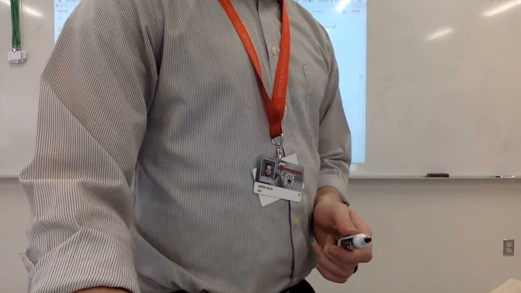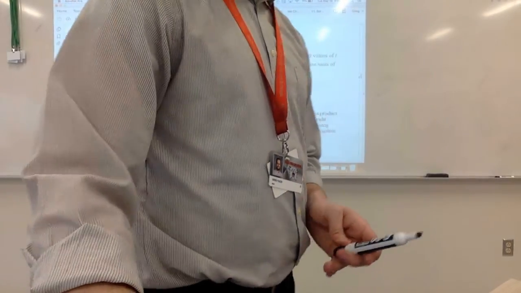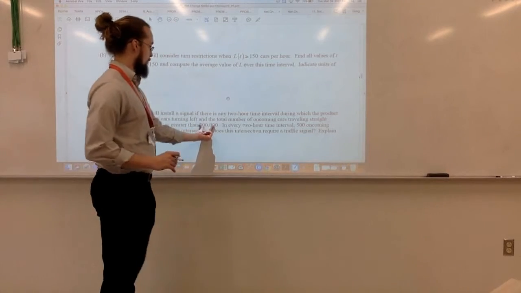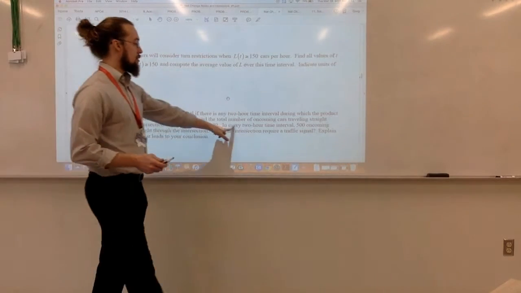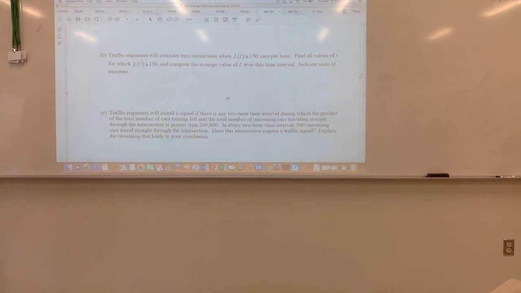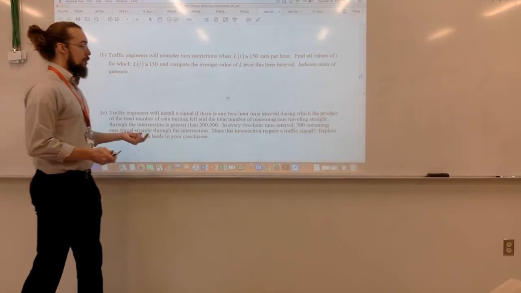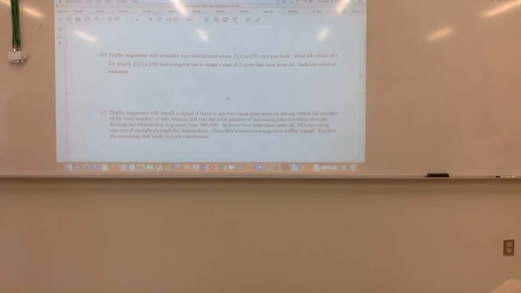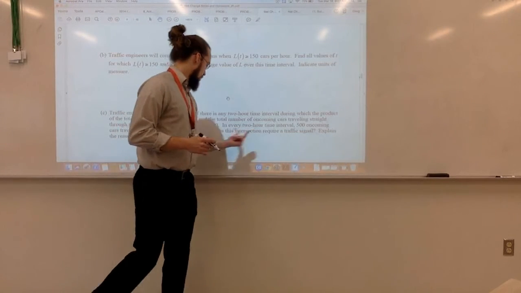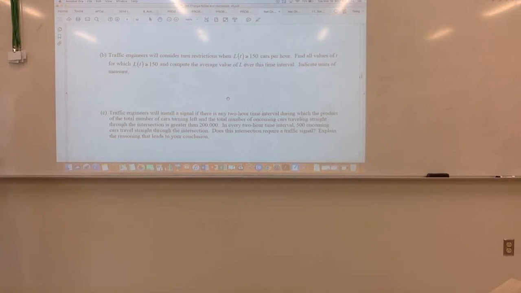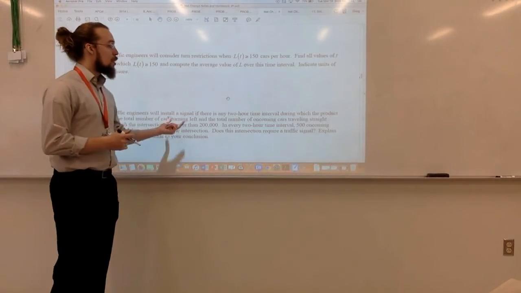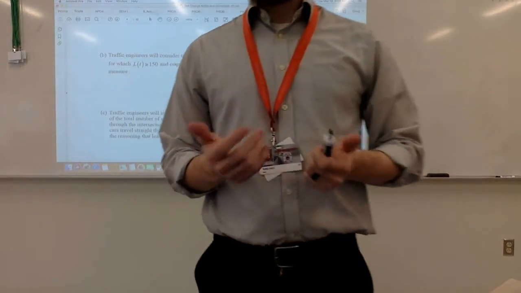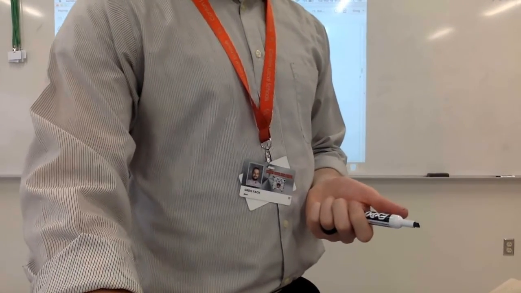I'd really rather go over the whole next question, but the basic idea for C is we want to figure out if we're talking about a 2-hour interval. We're taking the product of 500. They tell us that every 2-hour time interval, 500 oncoming cars travel straight, so that's just a constant function. So we want to figure out when 500 times the total amount of cars turning left equals 200,000. If I take 200,000 divided by 500, I would get 400. So we want to find a 2-hour interval where the total number of cars turning left is 400.